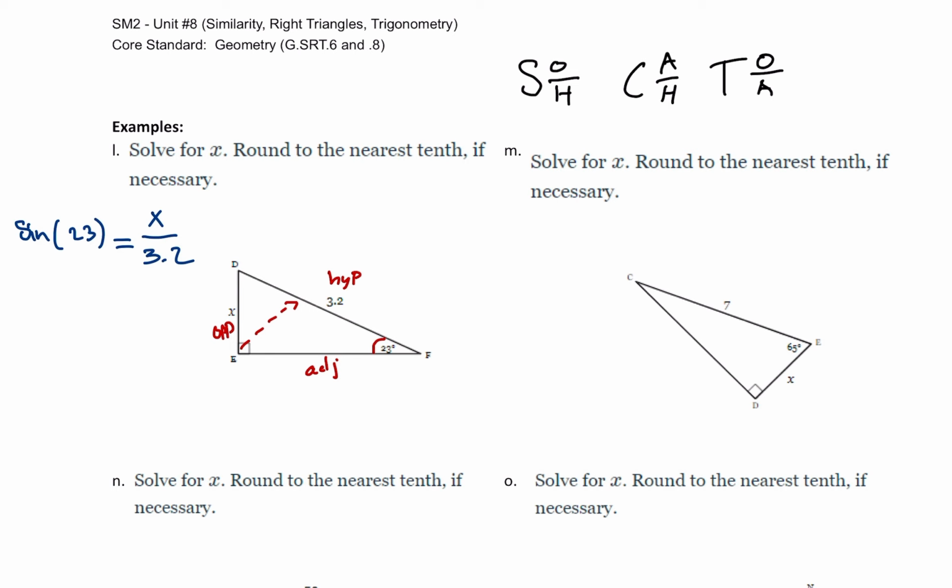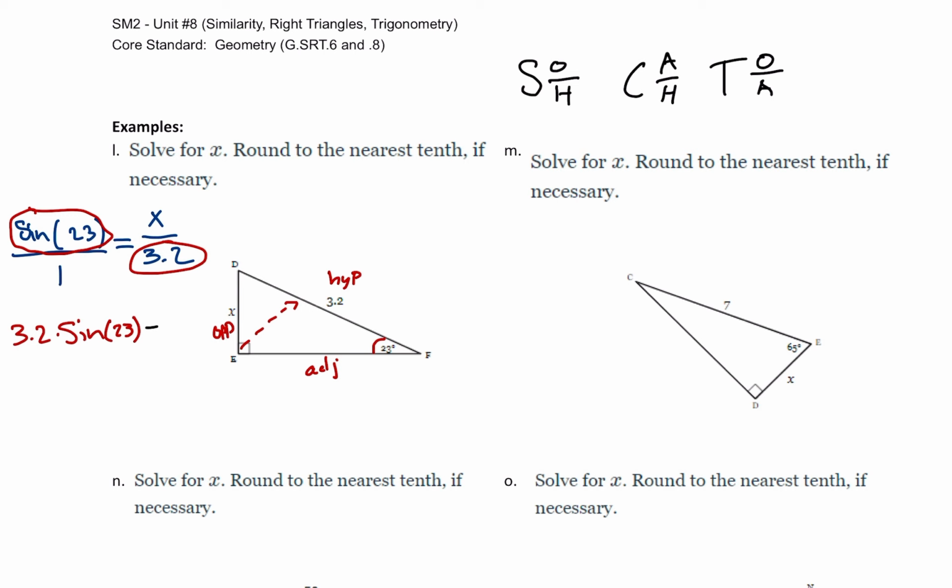Now the next step is to solve this equation. I'm going to solve it just like I was doing in 8.1 by cross multiplying. So I'm going to put the sine, or whatever my trig function is, over 1, because we can always put anything over 1, and that will help distinguish what I'm multiplying everything by. So now I need to cross multiply. I'm going to end up with the sine of 23 times 3.2. So that looks like 3.2 times sine 23.